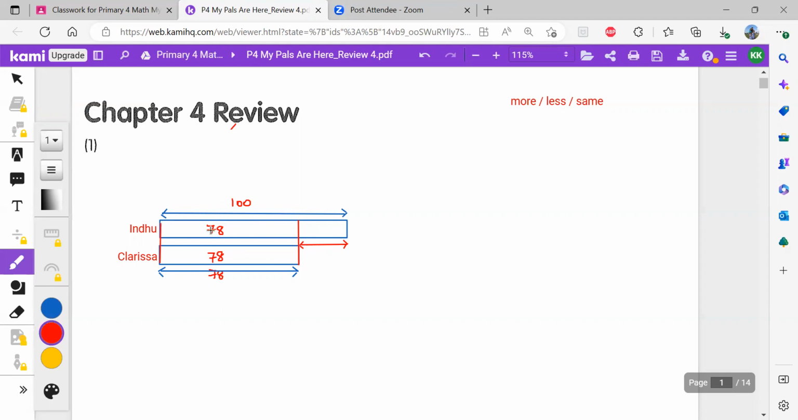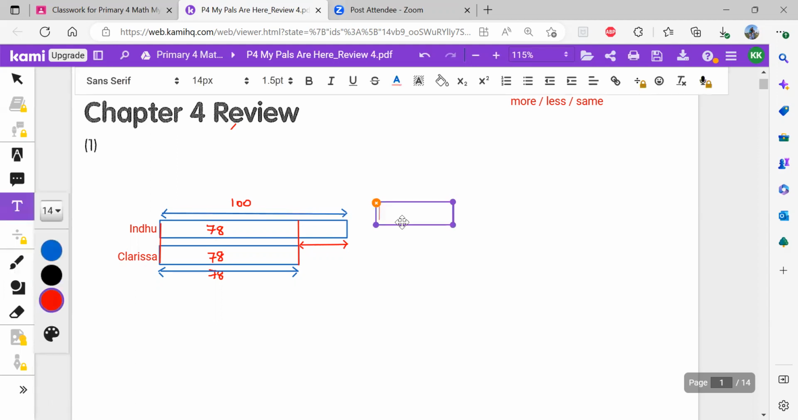Now, if this is 78 and together is 100, right? These two parts add up together. These two parts will give us 100. So what will the other part be? Simply 100 take away 78 will give me this small part here. So let's work it out. Using 100, take away 78, that'll give me 22.